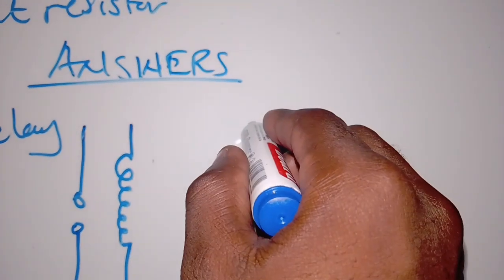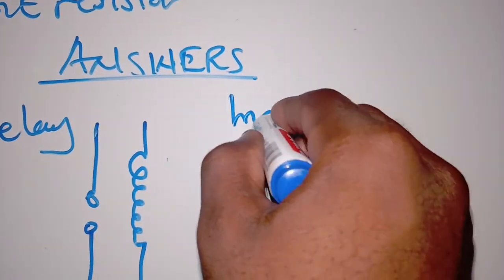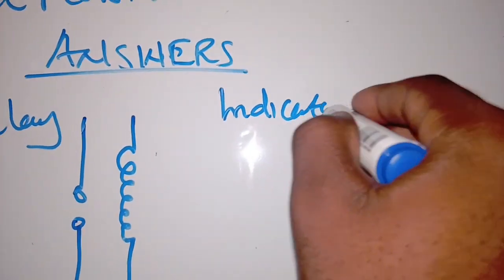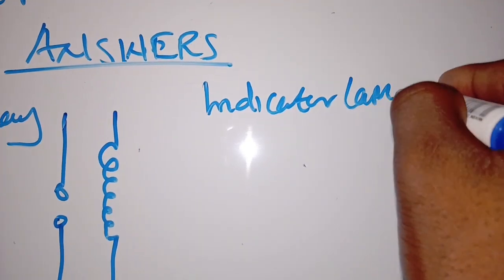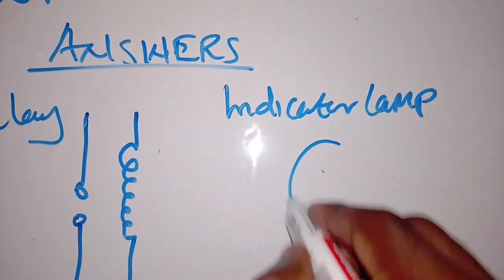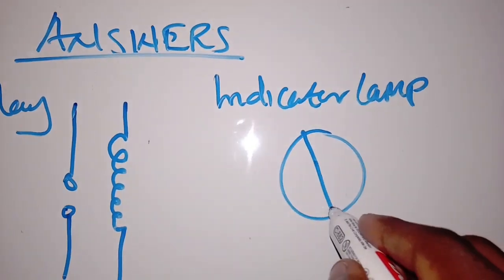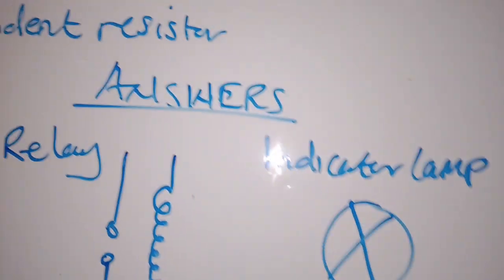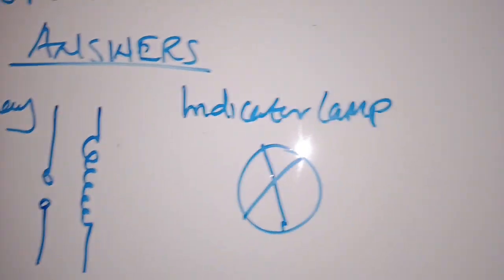And then we have an indicator lamp. You draw a circle and then you cross inside. Very simple, right? What about a photodiode?